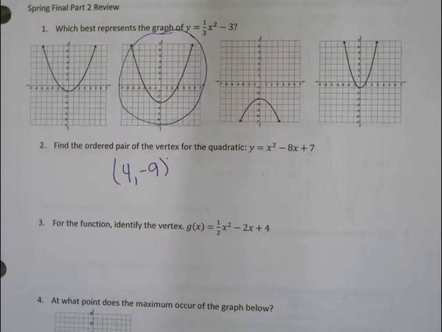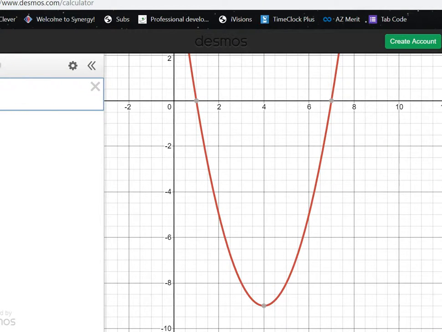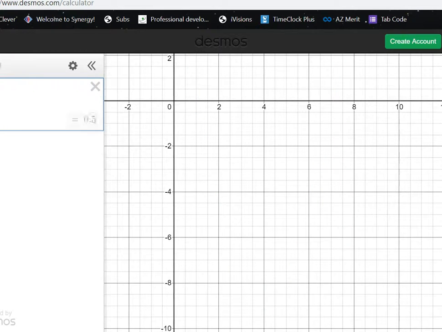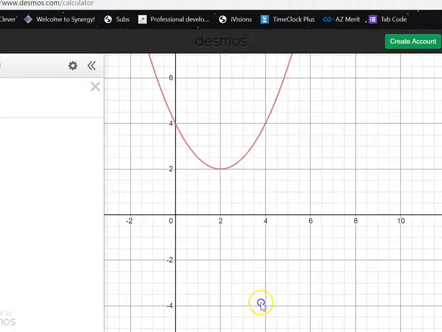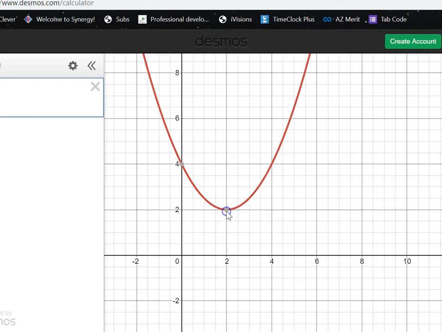Same thing for number 3. I'm going to go ahead and graph this on Desmos. And I'll move my screen back so we can see it. And then I just click right here to see my ordered pair. This one is 2, 2.